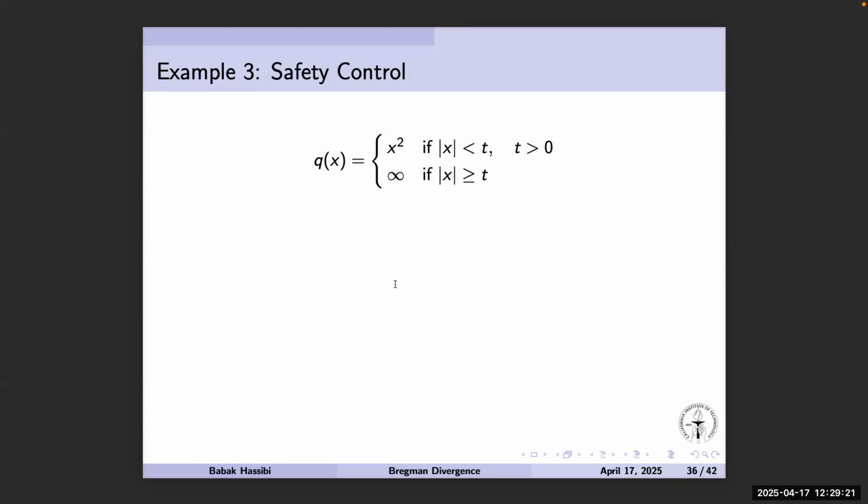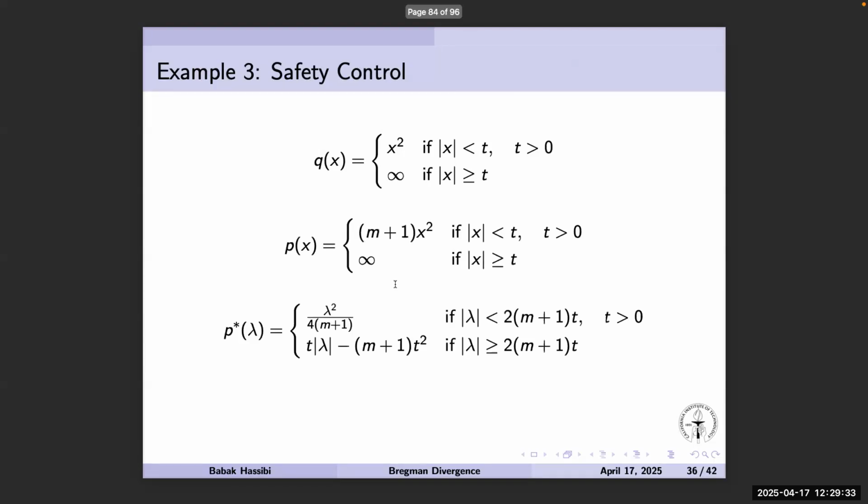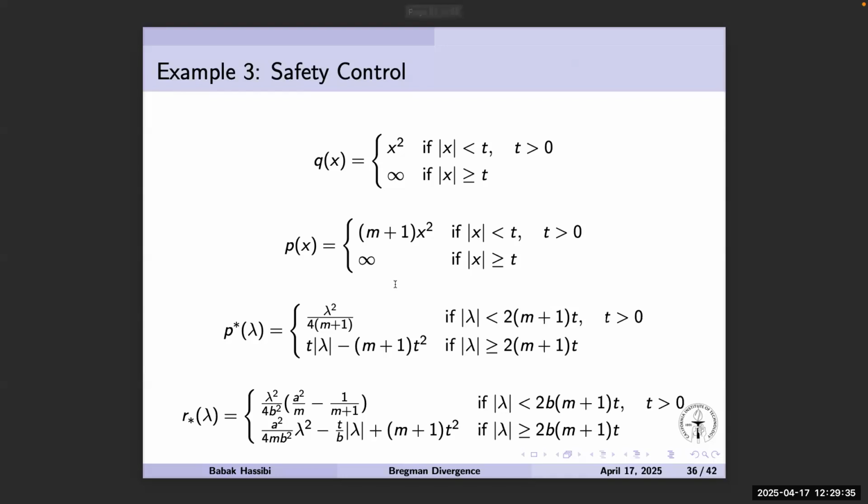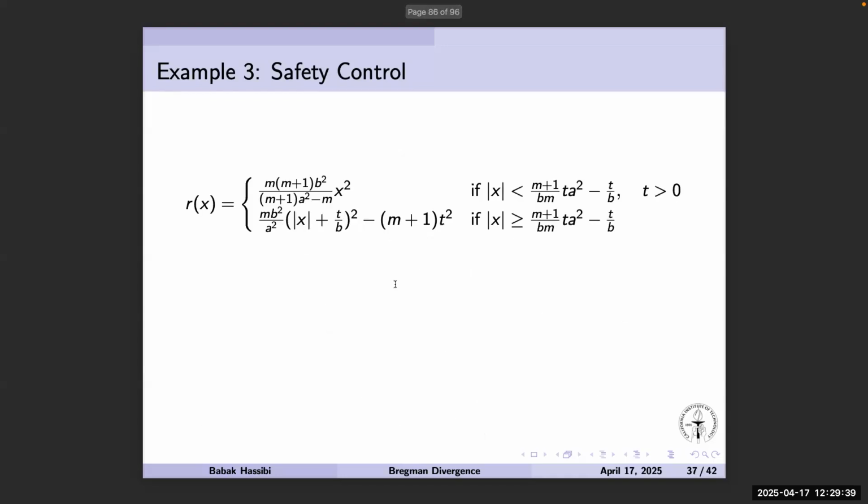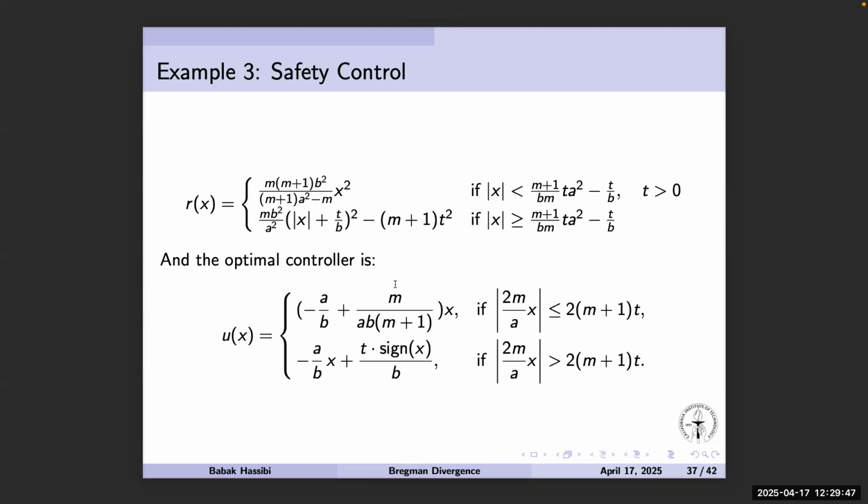Think of safety control. Safety control means I'm looking at my state and I'm saying you cannot exceed T. Another convex cost. I'm not putting that on Q. This is what the Lyapunov looks like. I was going through all the steps. That's what R star is. This is what your R will be for that Q, for the safety control. Again, depends on M. And this is what the controller looks like.